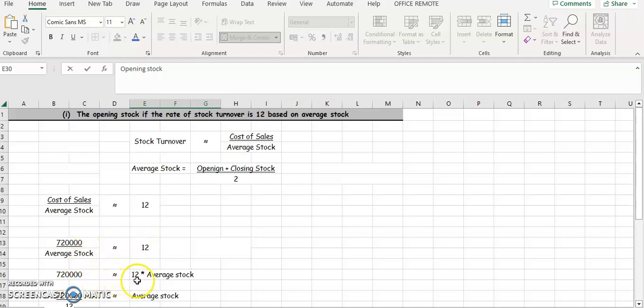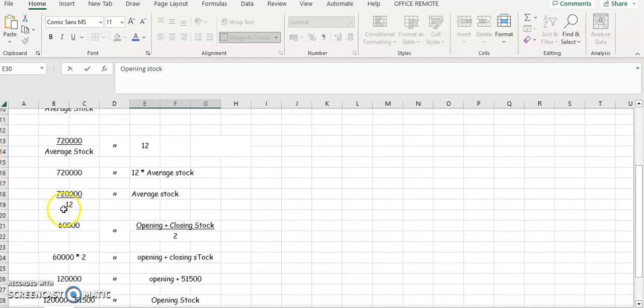720,000 is equal to average stock multiplied by 12. So we cross multiplied by average stock. If it's division on one side, once we bring it over to equals, it becomes multiplication. So 720,000 divided by 12. We want to get average stock on its own, so we need to bring the 12 back over the equals, and it becomes division. So 60,000 is equal to average stock. Remember, average stock is also equal to opening plus closing stock divided by 2. So we just substitute this formula in for this word, because that's what average stock is equal to.